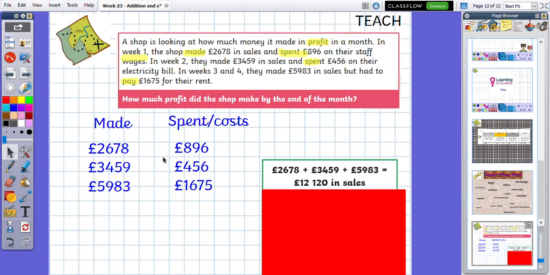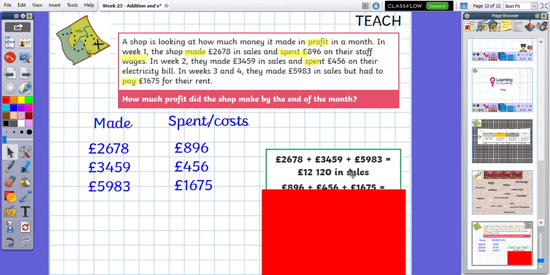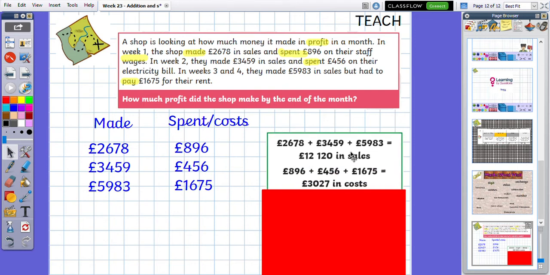If we were to take 2,678, add 3,459, add 5,983, that would mean in sales they made £12,120. Okay, so then we need to do the same for the spent cost. We need to find out how much they spent altogether. So we took our £869, we added our £456, and we added our £1,675 to give us £3,027 in cost.